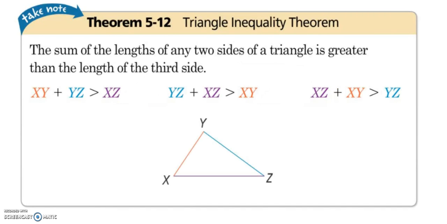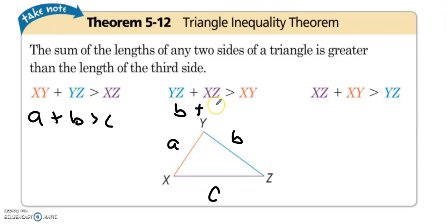So, the triangle inequality theorem states that the sum of the lengths of any two sides of a triangle must be strictly greater than the length of the third side. So any side. Sometimes it's easier just to mark this A, B, C. So A plus B has to be greater than C. B plus C has to be greater than A. And C plus A has to be greater than B.